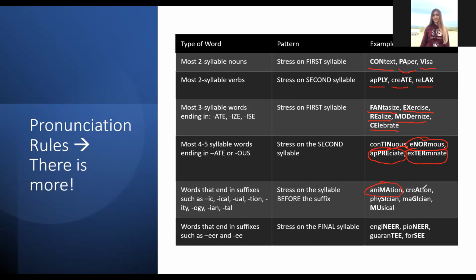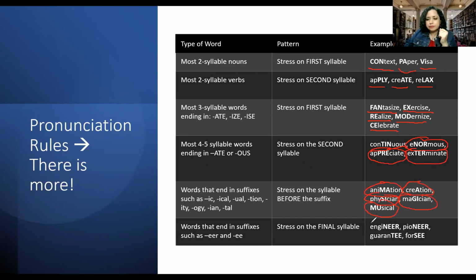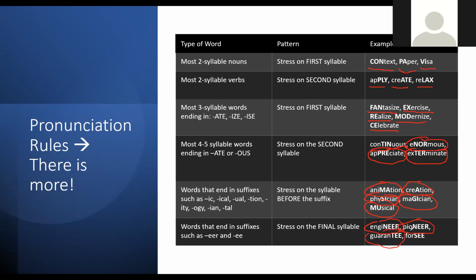Animation. Creation. Physician. Magician. Musical. Engineer. Pioneer. Guarantee. Foresee.